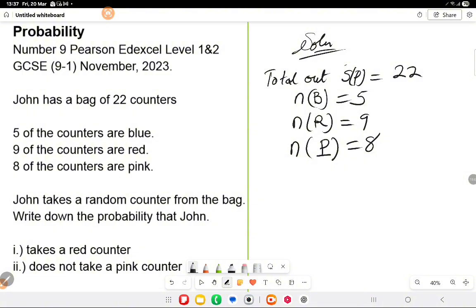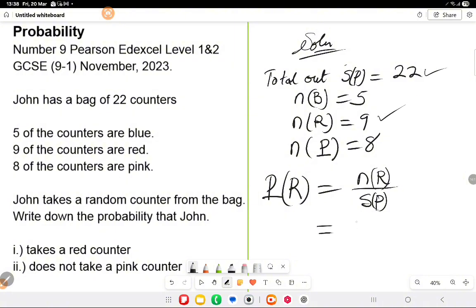When you sum up 5, 9, and 8 it gives you the sample space, which is the total, 22. Now we go to the question. Write down the probability that John takes a red counter. What you do now: the probability of a red counter is equal to the number of red all over the sample space, where the number of red is 9 and the sample space is 22. Therefore, the answer is 9 all over 22.